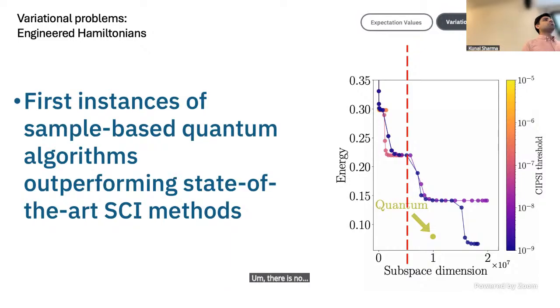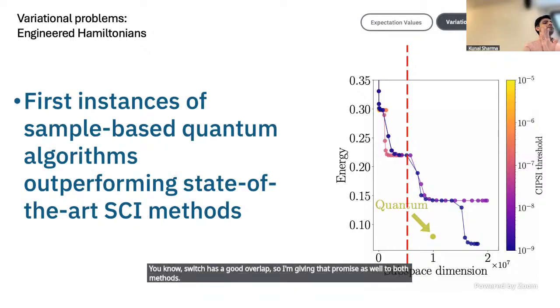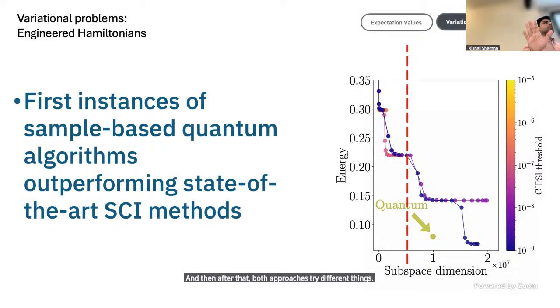No, what is given to both algorithms is the same set of information. I described the local Hamiltonian in terms of Paulis, and I gave them a good bit string to start with, which has a good overlap. So I'm giving that promise to both methods. And then after that, both approaches try different things. The classical approach applies powers of H. The quantum approach applies time evolution circuits. And then both approaches diagonalize in the subspace.